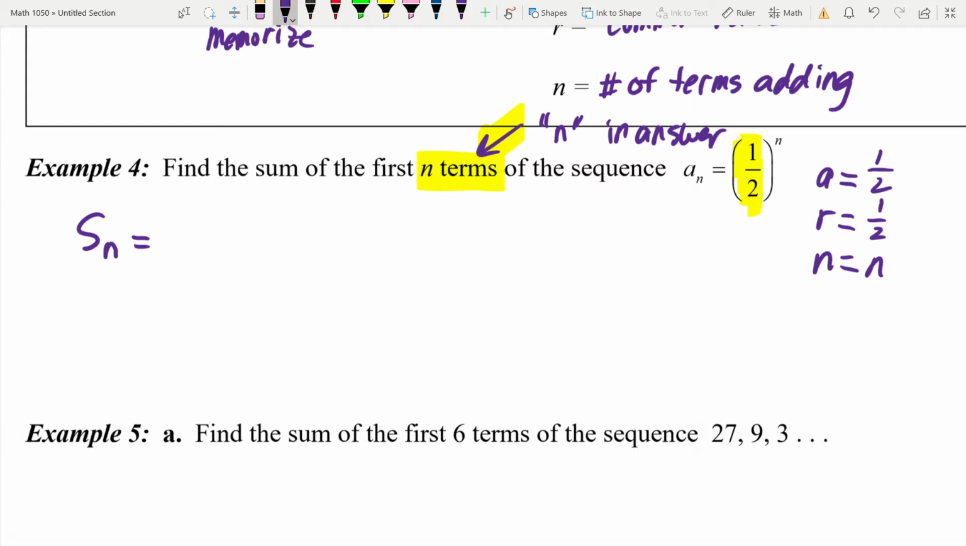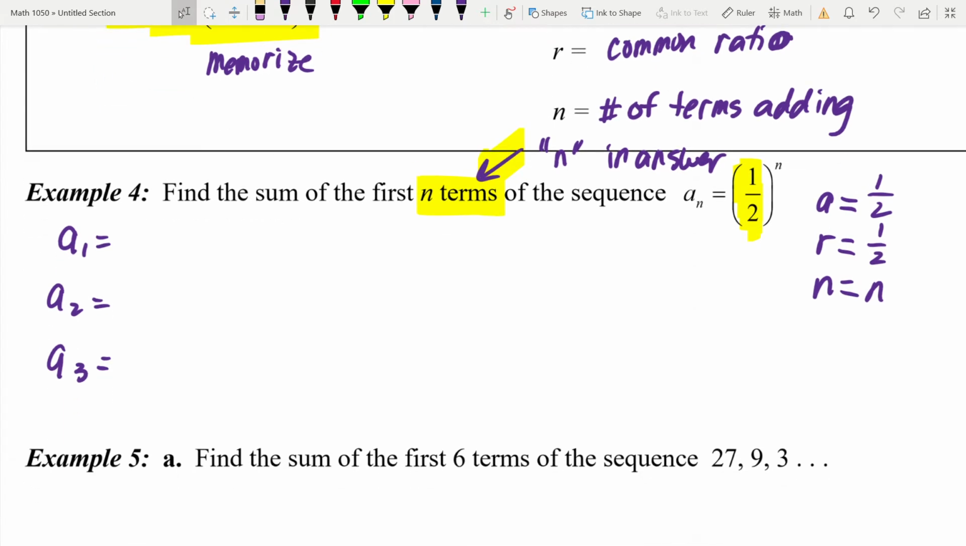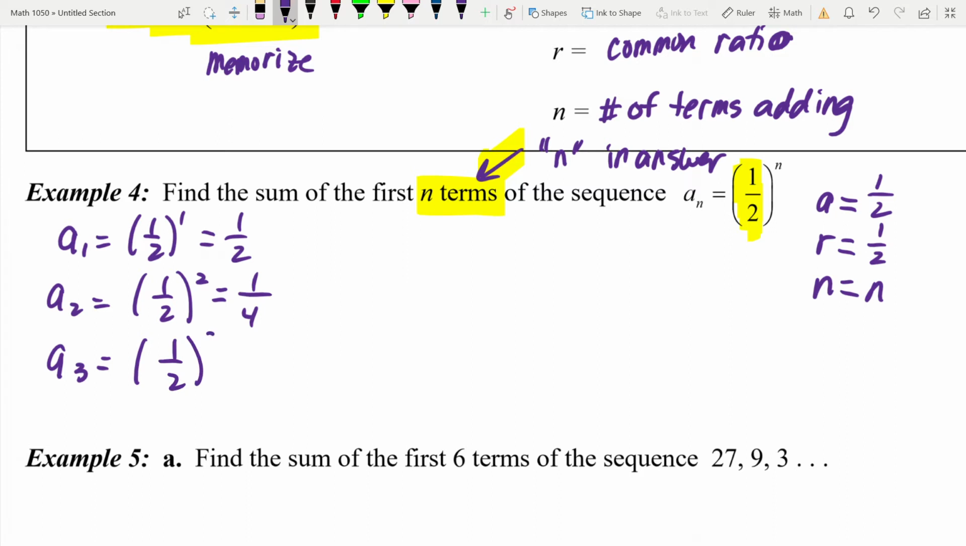Let me do something really fast just to make sure we're okay. Everybody write this down for just a second. Go A sub 1, A sub 2, A sub 3. Let's just find a few terms. A sub 1 is going to be 1/2 to the first power, which is 1/2. A sub 2 is 1/2 in parentheses to the second power. That's going to be 1/4. A sub 3 is 1/2 to the third power, and that's 1/8.